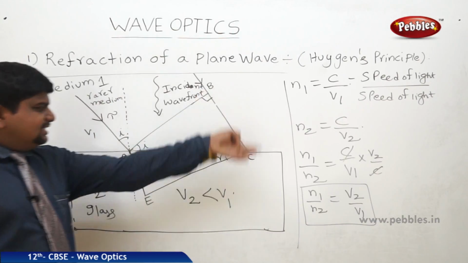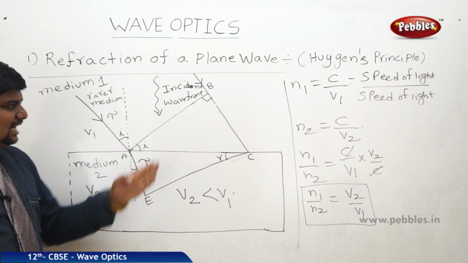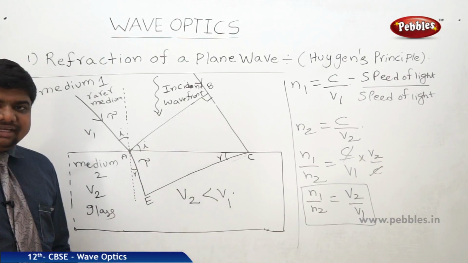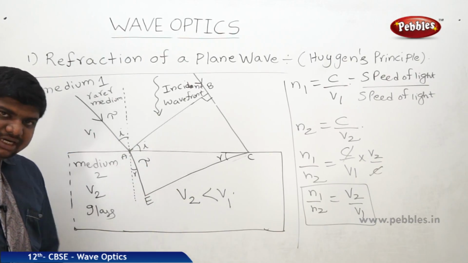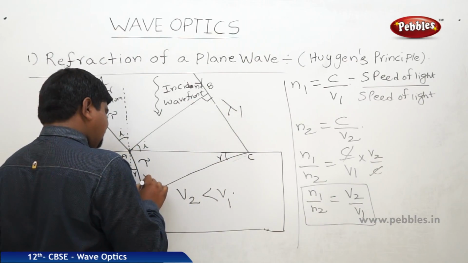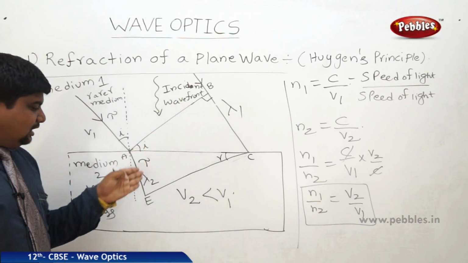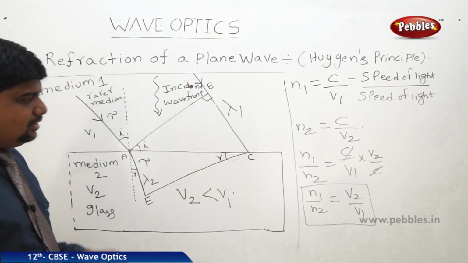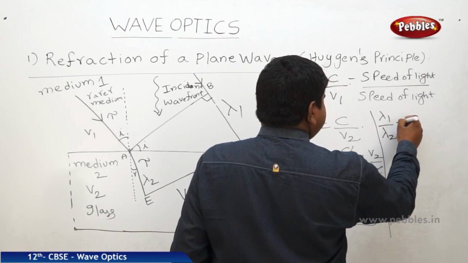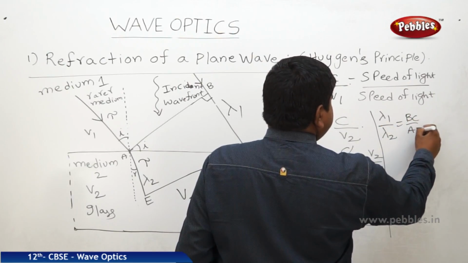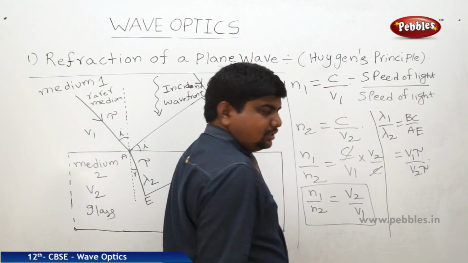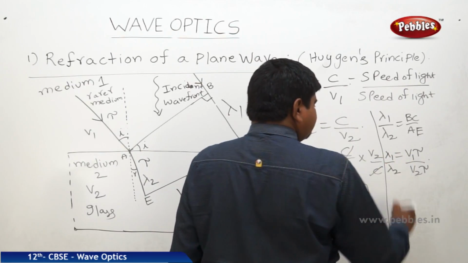But we know that BC and AE are the distances travelled by the incident light wave and the refracted light wave, nothing but the wavelength. So we can write lambda 1 by lambda 2 is equal to BC by AE. Let us write this one is lambda 1, AE is lambda 2. But lambda 1 is v1 tau, lambda 2 is v2 tau, and we are going to substitute that. Lambda 1 by lambda 2 is equal to BC by AE, that is nothing but v1 tau by v2 tau.